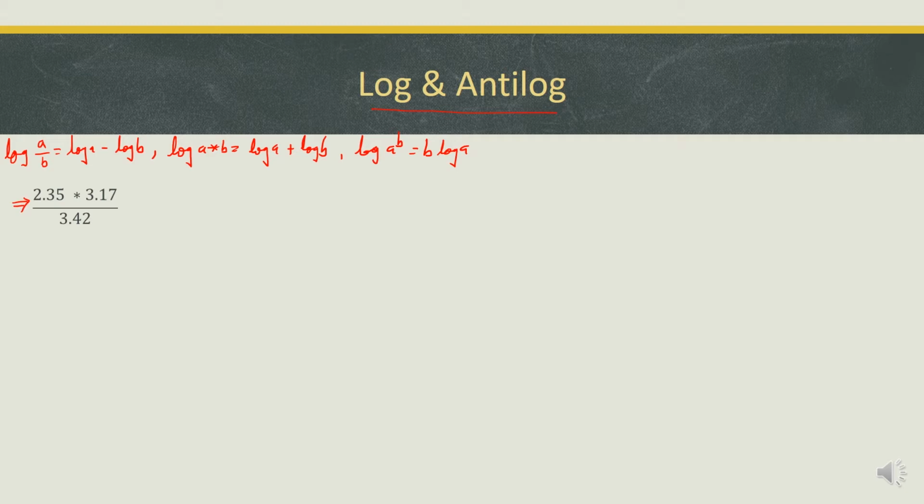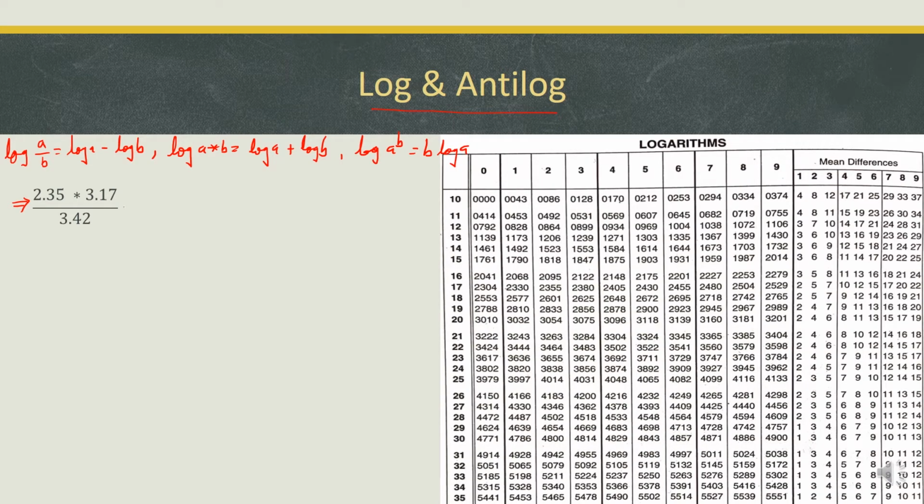I will explain that with an example. So let us go ahead. So this is the number we need to take log of. First we'll take log of everything and then antilog of it. We got log of 2.35 plus log of 3.17 because that number is multiplied. Next, it is minus log of 3.42 because 3.42 is divided. So as per first property, divided number will be subtracted in log.